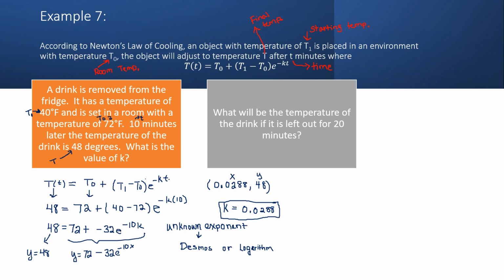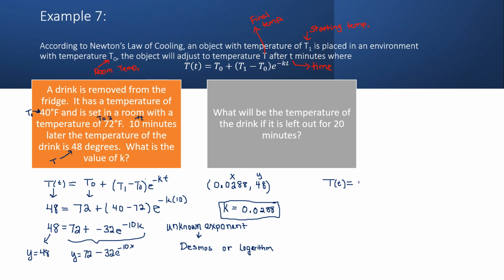So now I want to go to the problem that's here in the gray, and it asked me, What will be the temperature if the drink is left out for 20 minutes? Okay, so what will be the temperature? Well, the temperature is up here. We decided is the T by itself. And we noted in the orange problem that we solved that it was really the T of T, temperature based on time. So that's what I'm solving for. Now I can fill in a lot of the numbers from what I did before.